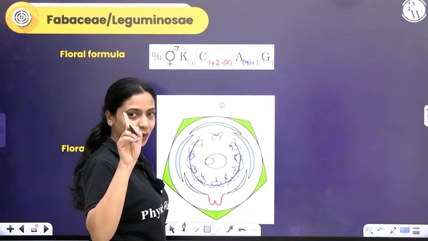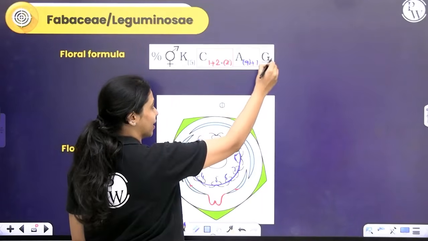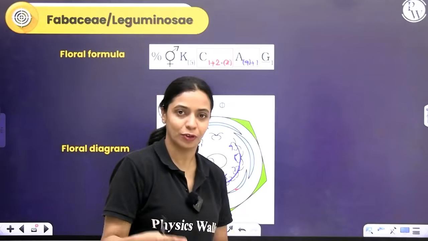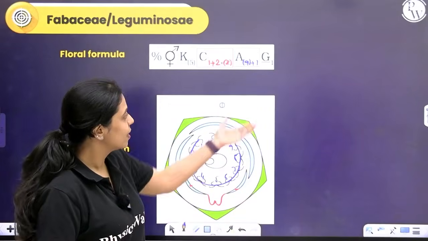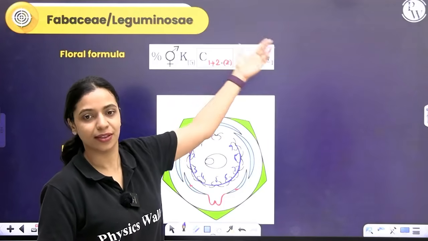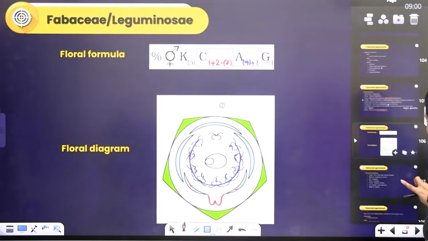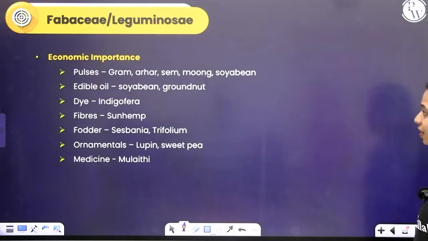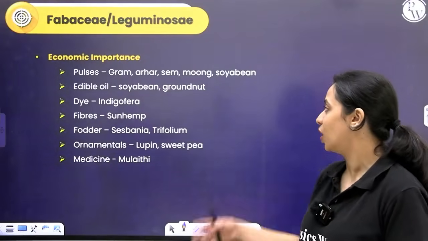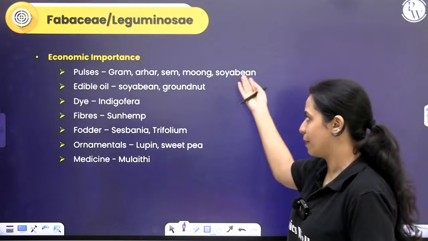Gynoecium, there's only one carpel, there is only one locule, so you will write it as 1. If there's only one, there's no point of fusion or free. Only when there's more than one, you have to think about whether it's fused or free, right? So there is a line below G which indicates that the flower is hypogynous and the ovary is superior, right? Talking about the economic importance of Fabaceae, many of the pulses, all of the pulses that we consume, all our dal and pulses are from Fabaceae.